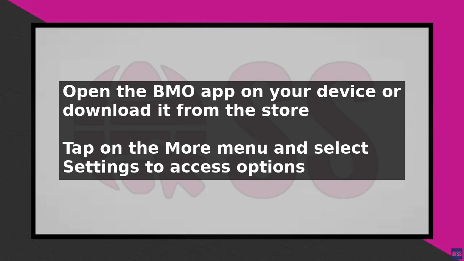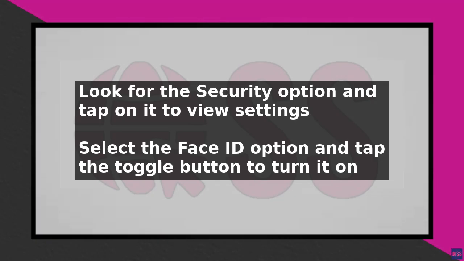Depending on your device, in the More menu, select Settings, which should be listed among the available options. In the Settings menu, look for the Security option and tap on it. The security option may be listed under a different name such as Security Settings or Account Security, so look for the option that best matches this description. After selecting the security option, you will see a list of available security settings for the app.